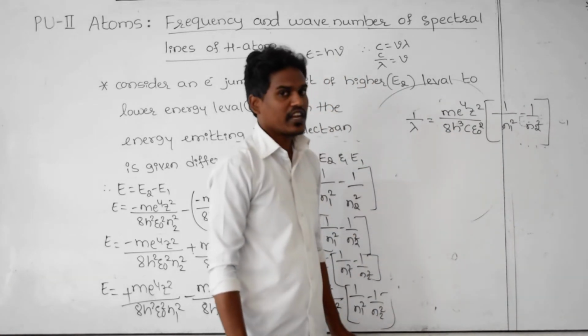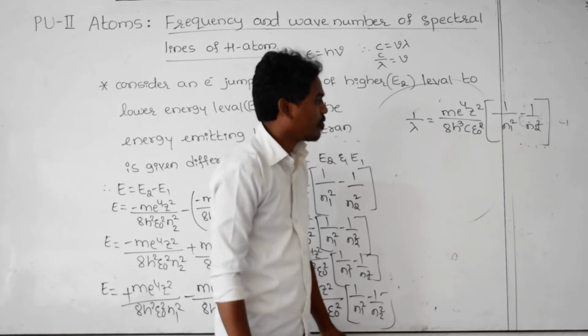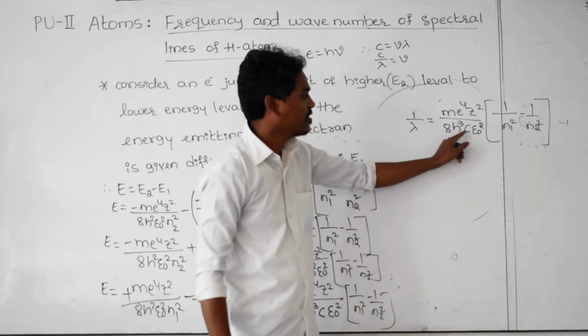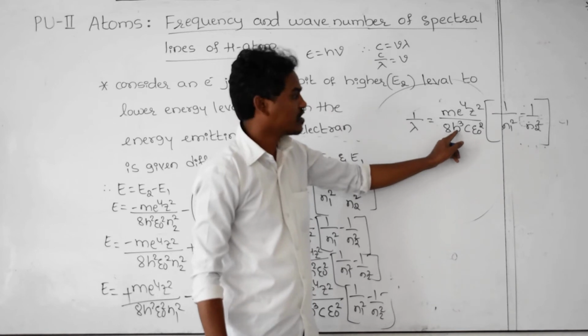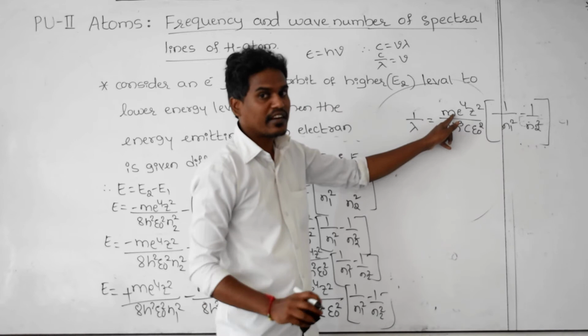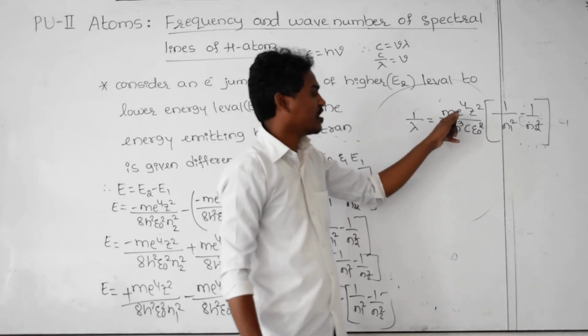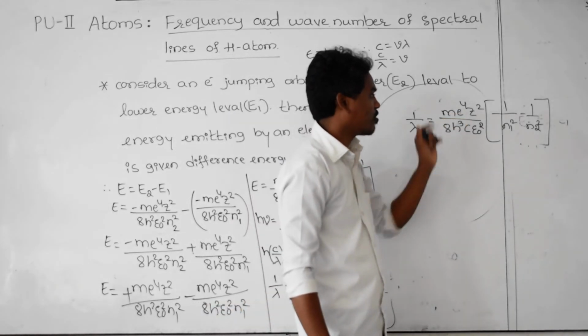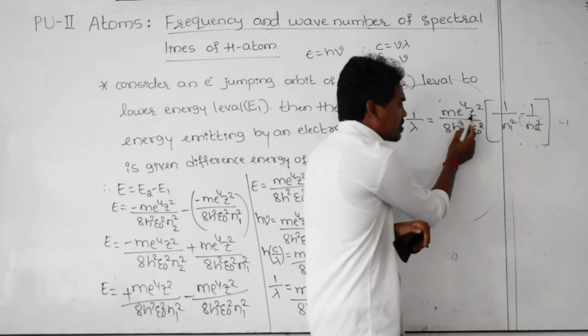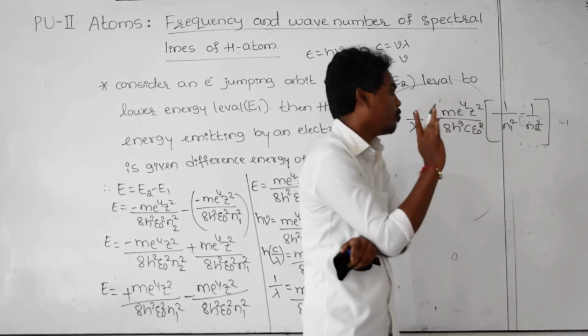Its value is 8.854 into 10 to the power of minus 12 per meter. The speed of light is 3 into 10 to the power 8. Planck's constant is 6.662 into 10 to the power minus 34 joule second. Mass of the electron is 9.1 into 10 to the power minus 31 kg. Charge of the electron is 1.6 into 10 to the power minus 19 coulomb. And for hydrogen atom, Z you can substitute, that is 1.